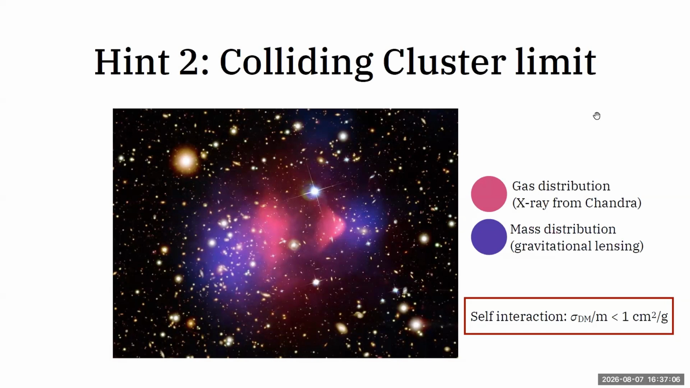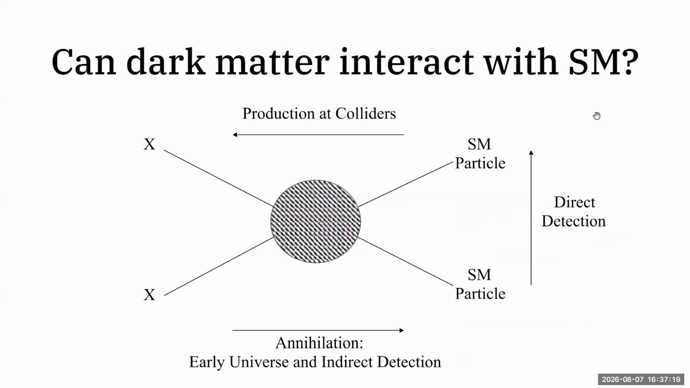From this measurement, we know that self-interaction cross-section of dark matter must be bounded from above, must be smaller than 1 centimeter square per gram. That's another piece of evidence about that. That's it from the astrophysics. And then particle theorists, they are hoping to find the signature of dark matter by this diagram. Two dark matter interact, we create two standard model particles. Depending on how you look at this diagram or how you attach the time direction, this one diagram can be interpreted in 3 different ways.